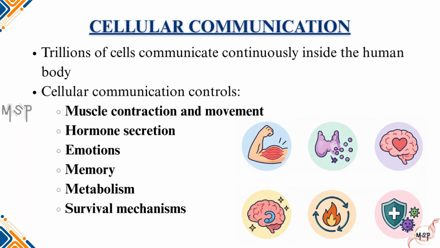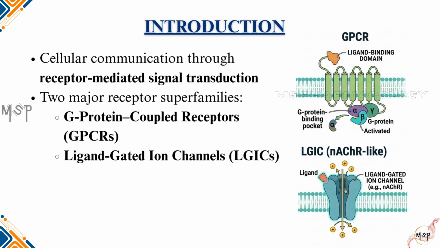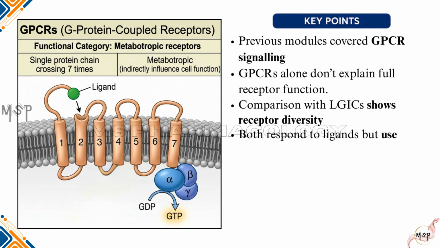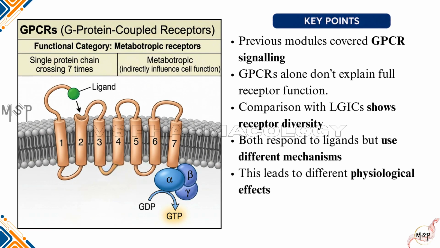This communication controls everything, from muscle contraction and movement to hormone secretion, emotions, memory, metabolism, and even survival itself. As discussed in the previous modules, cells communicate through specialized receptor systems that convert extracellular signals into intracellular responses through signal transduction. Among these receptor systems, two of the most important in physiology and pharmacology are G protein-coupled receptors and ligand-gated ion channels.